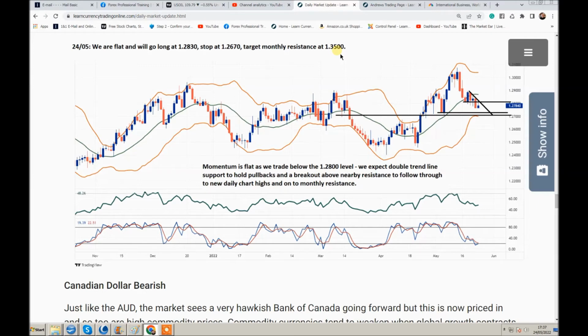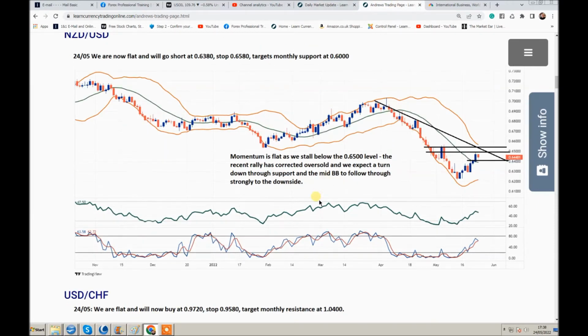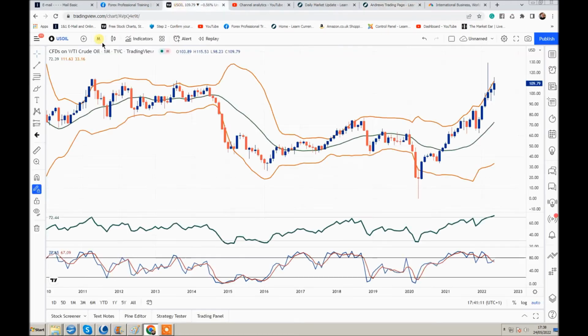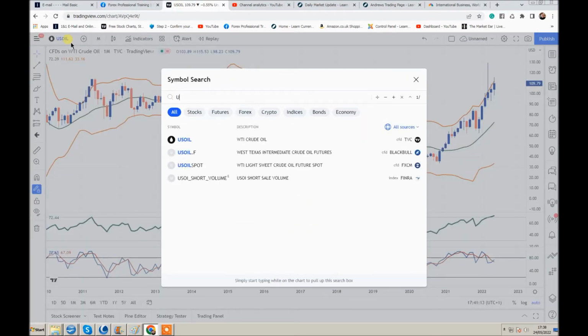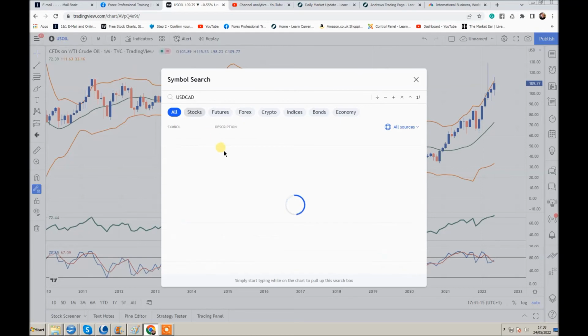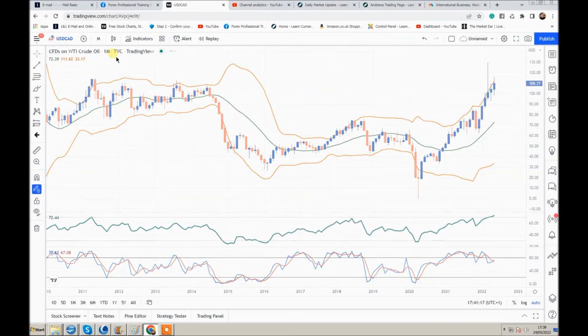So we'll see with USD CAD. Next one is going to be NZD USD. Actually, let's have a look at what the USD is doing on the CAD tonight. I think we might be triggered long. Let's have a look. USD CAD.